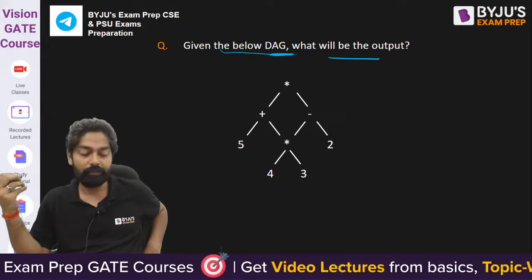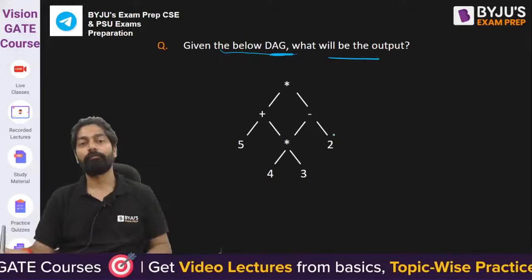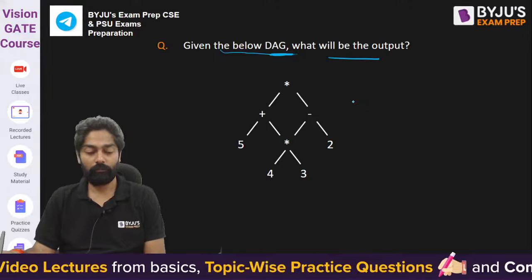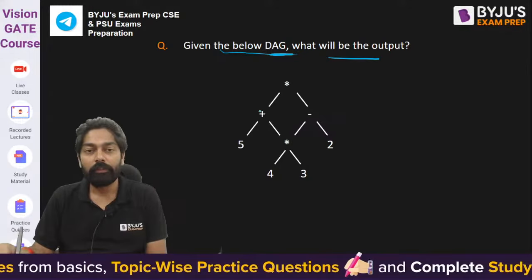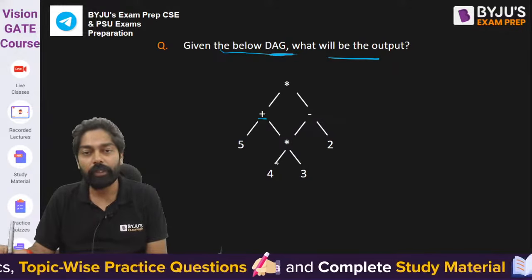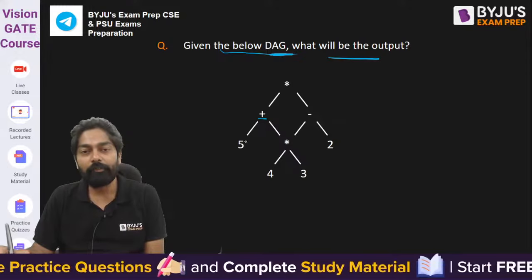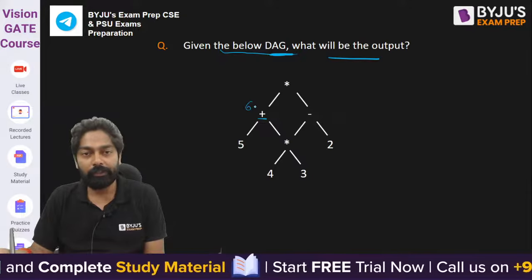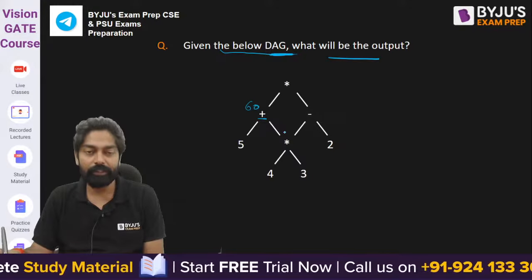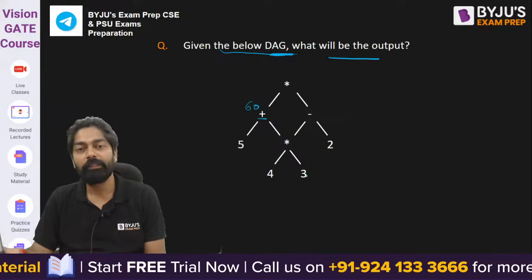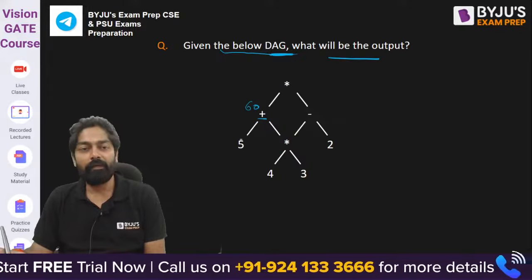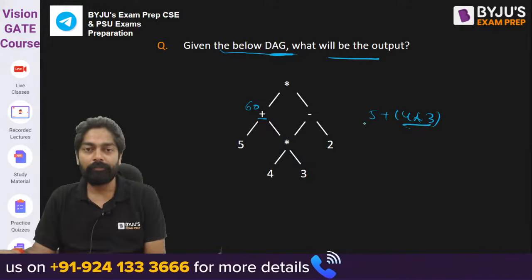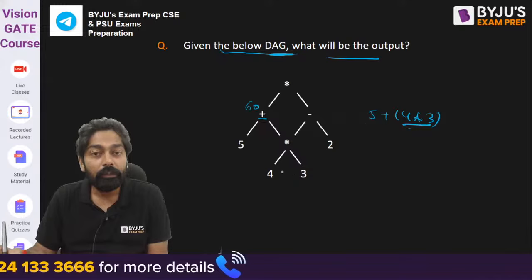What is the answer? Can anyone say? This is a very simple question. So what will it compute? 5 plus 4 into 3 is nothing but 12 plus 5. It will compute 60 here. Yes, 170 is the right answer. 5 plus 4 into 3.